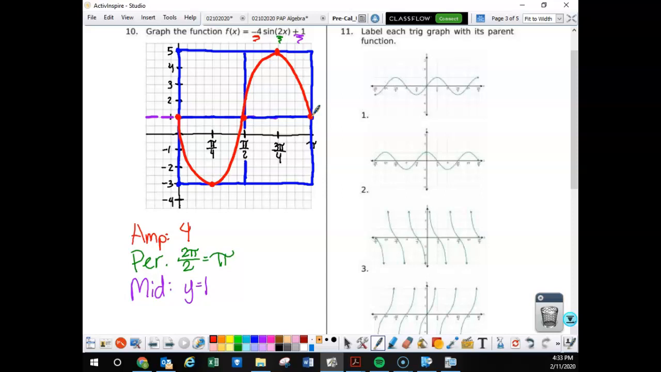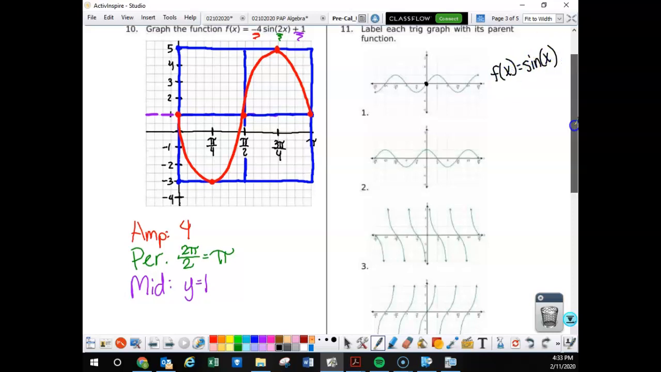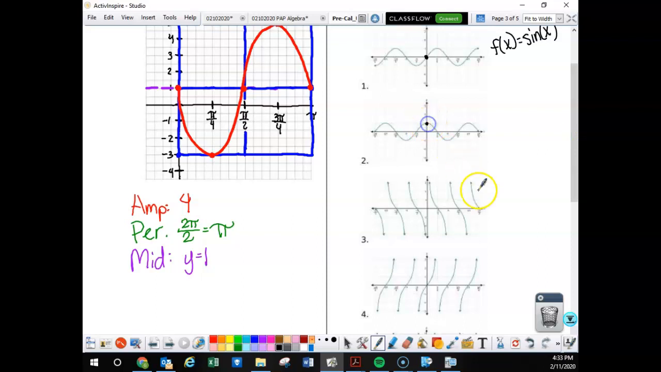Okay, number 11, label each trig graph with its parent function. So hopefully you can start memorizing these. This first one is going to be the sine because it goes through 0, 0. So this is f of x equals sine of x. This is cosine because it starts at 1. So this is f of x equals cosine of x.